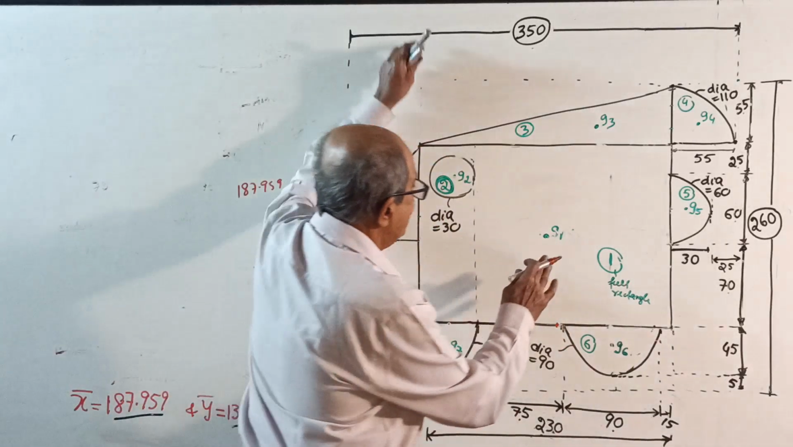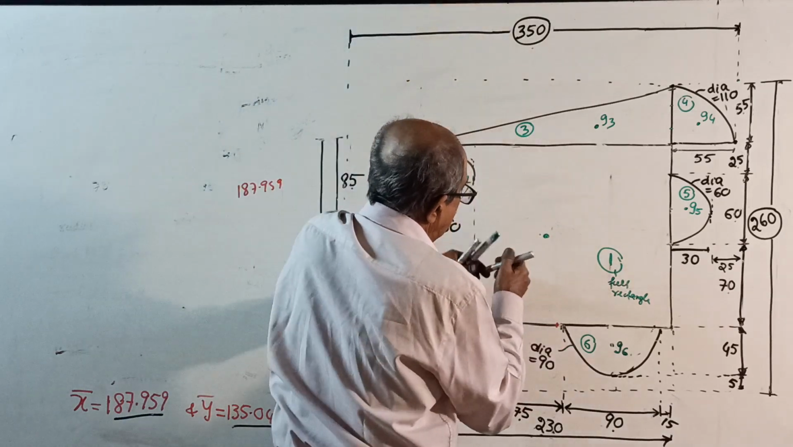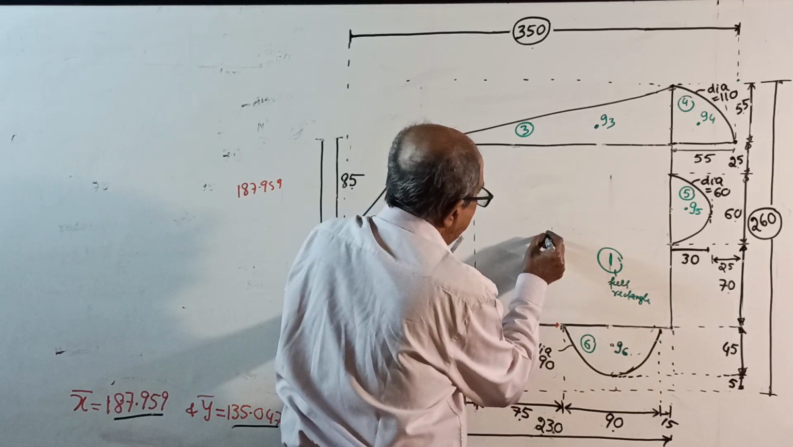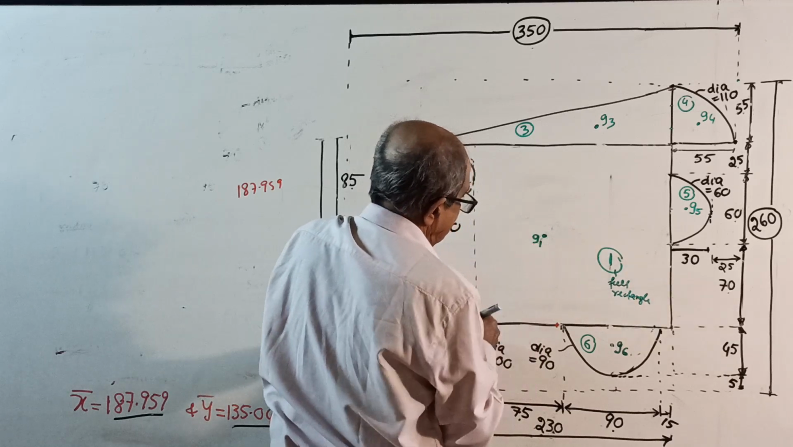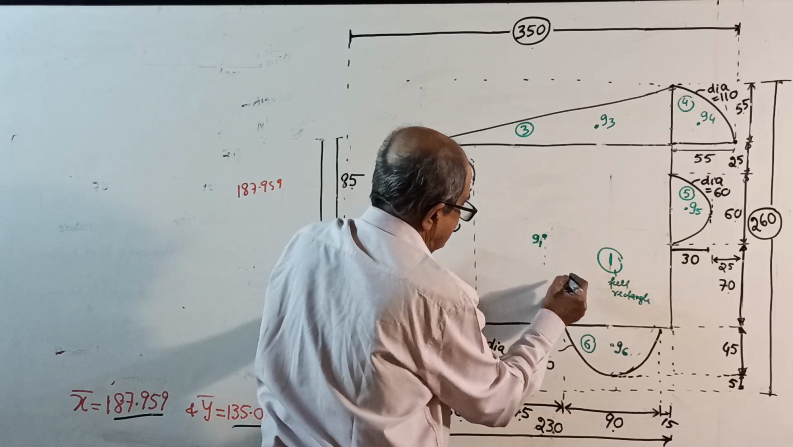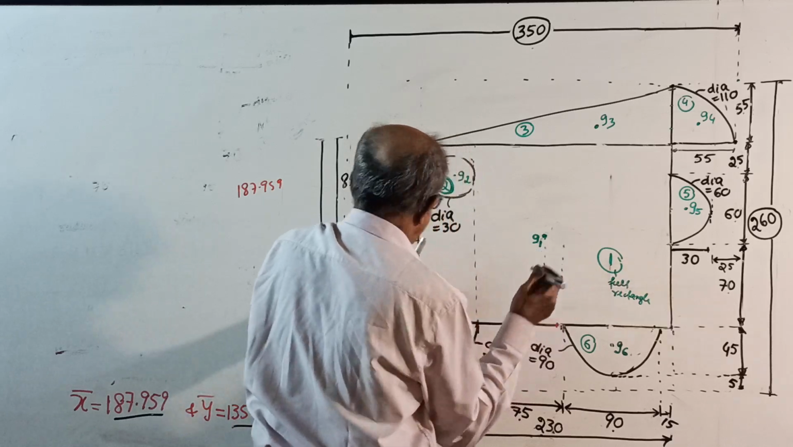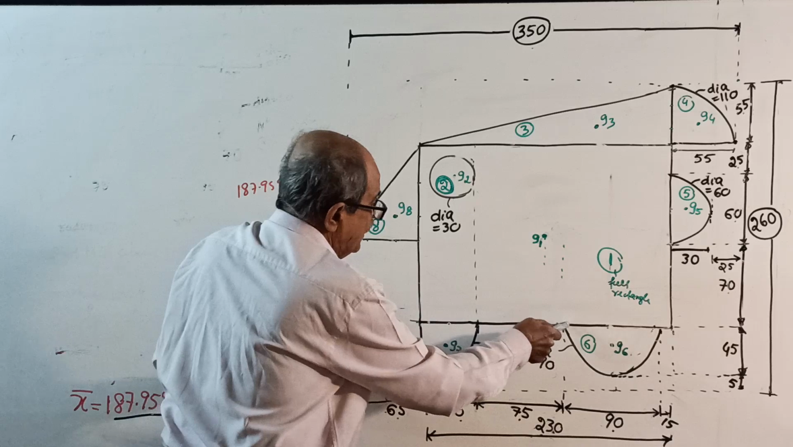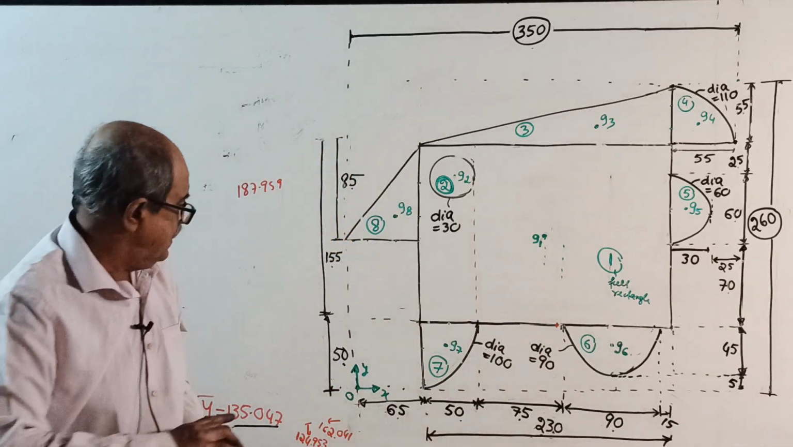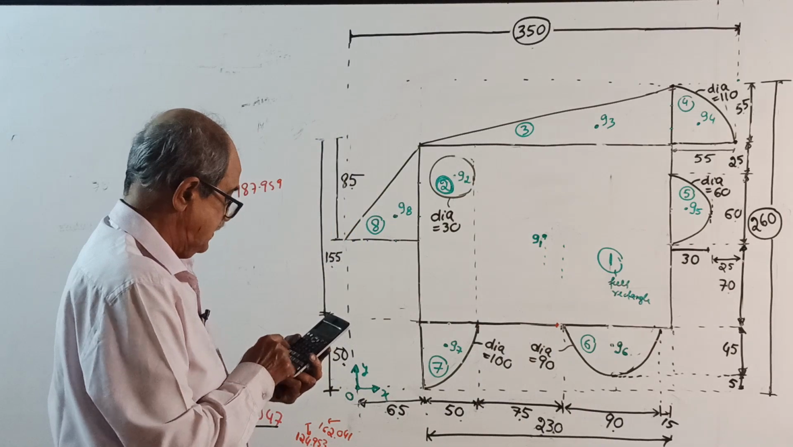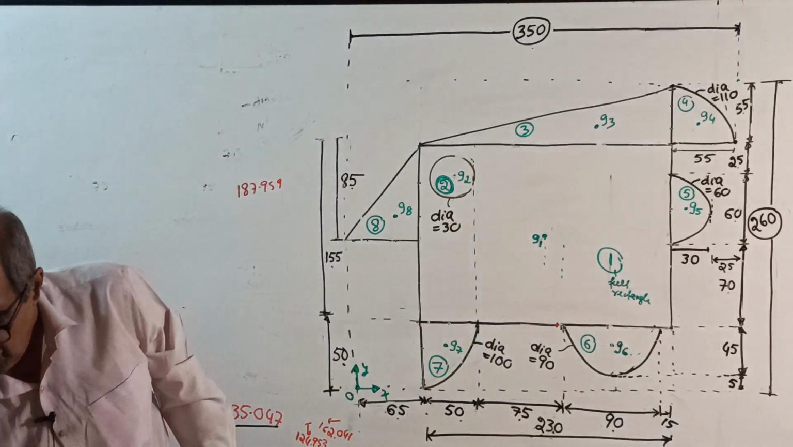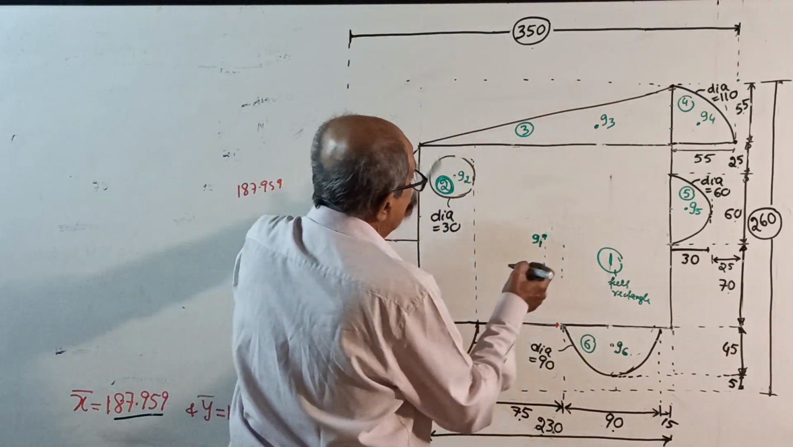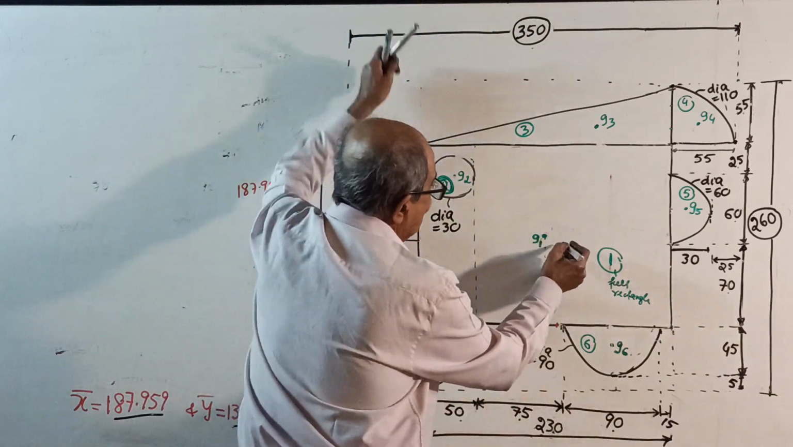So very carefully, I will mark the centroid once again now. This is your G1. From here to here is 180. From here to here, how much did I tell? 65 plus 50 plus 75 is 190. 180, 190, 187. So it will be very near to this line, somewhere here.